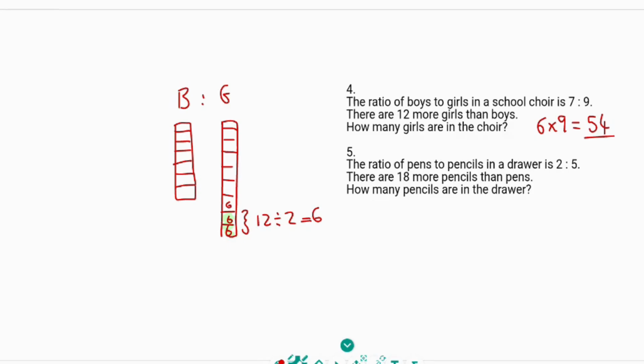Here we've got pens to pencils. We've got 2 to 5. How many more boxes do we have on the pencil side? 3. 18 more pencils. 18 divided by 3 is 6. Pencils is on the right hand side, so 6 times 5, because there are 5 boxes, 30.